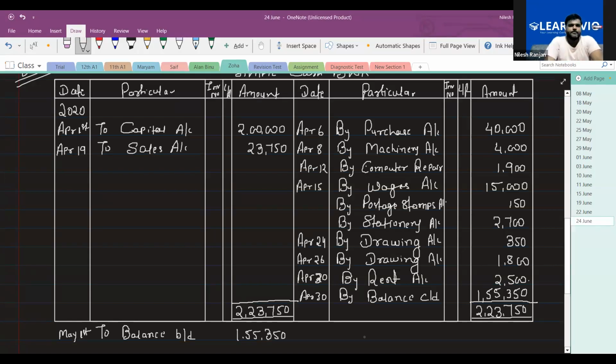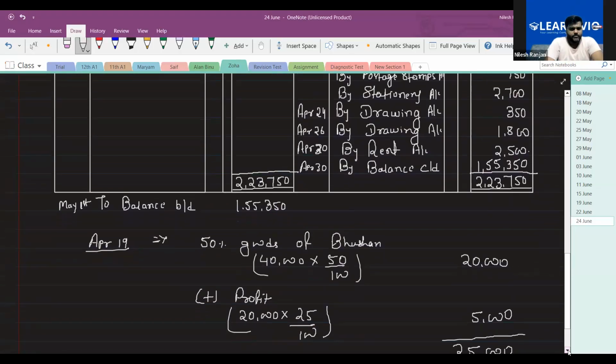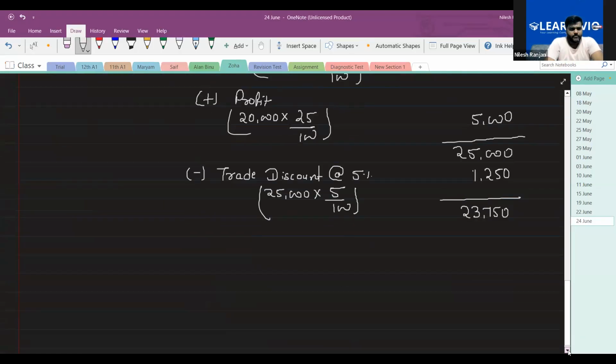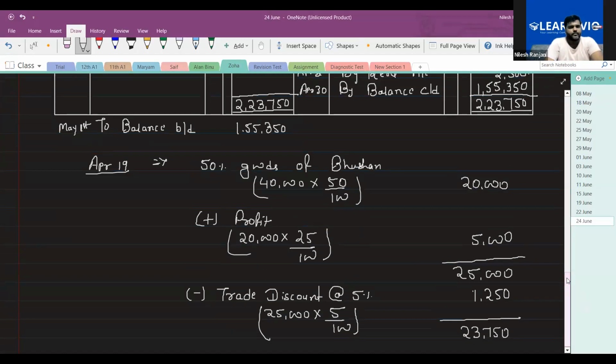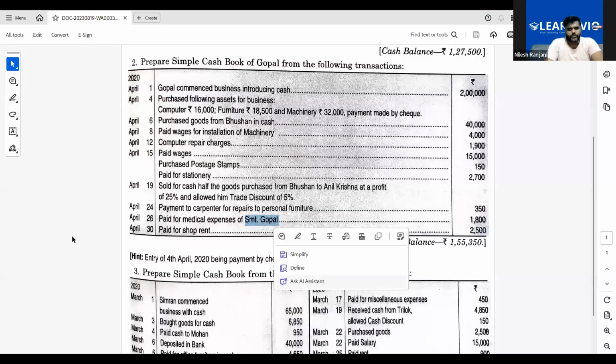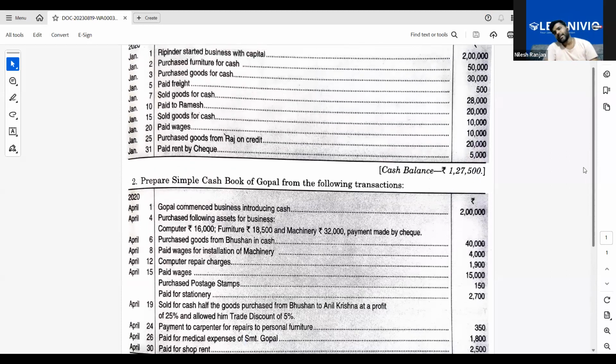Yes, it's clear. But can you scroll down a bit? I want to see these calculations. Okay. Done. Yeah, you have written all these. Yeah, I have written it. So this is the solution of simple cash flow.